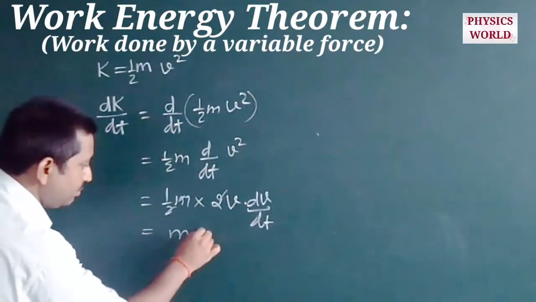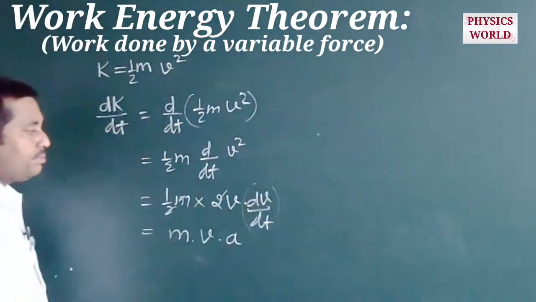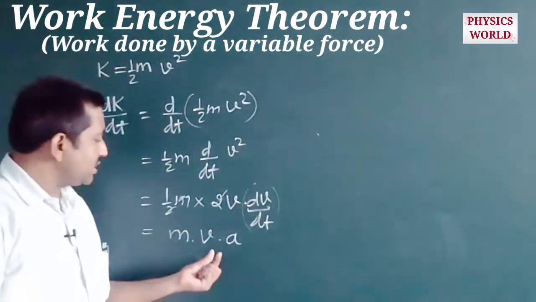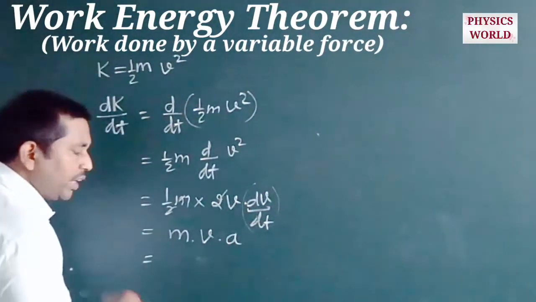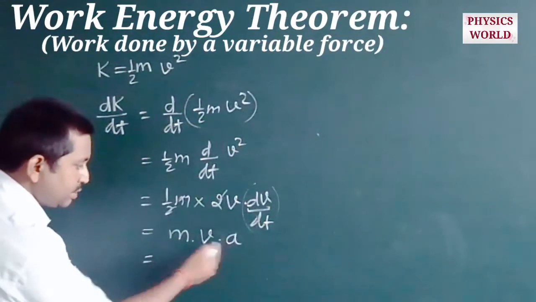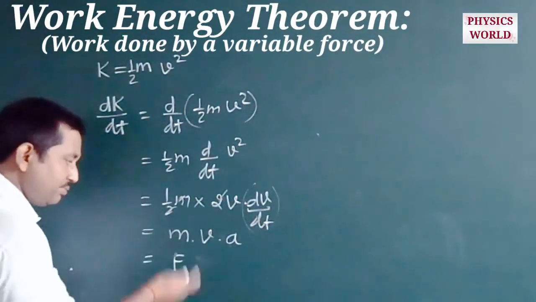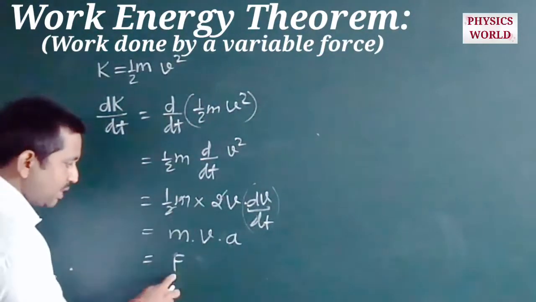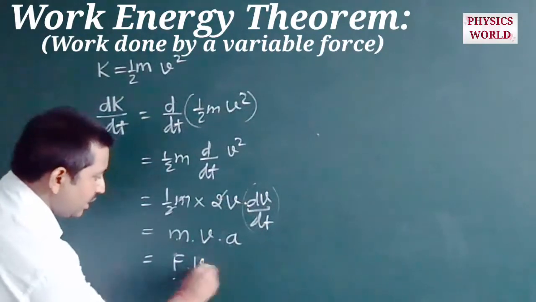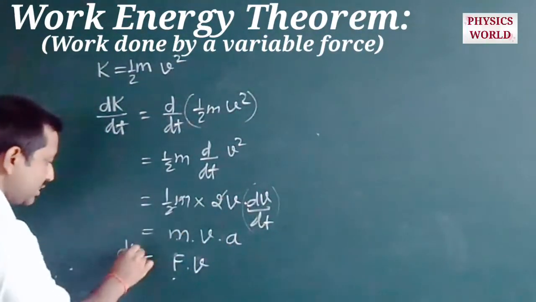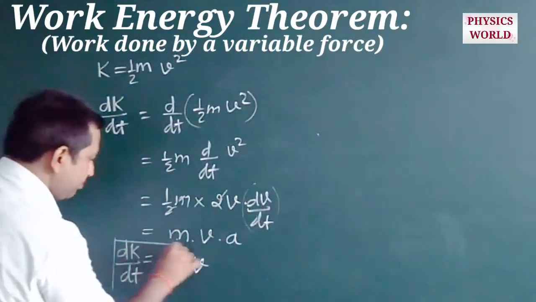This becomes m v dot dv by dt, and dv by dt is the rate of change of velocity, that is the acceleration acting at that time. So what is the amount of the force? This can be expressed in terms of m dot a. If the force acting on the object is F, then F equals m dot a, and from here the rate of change of kinetic energy is obtained as F dot v.